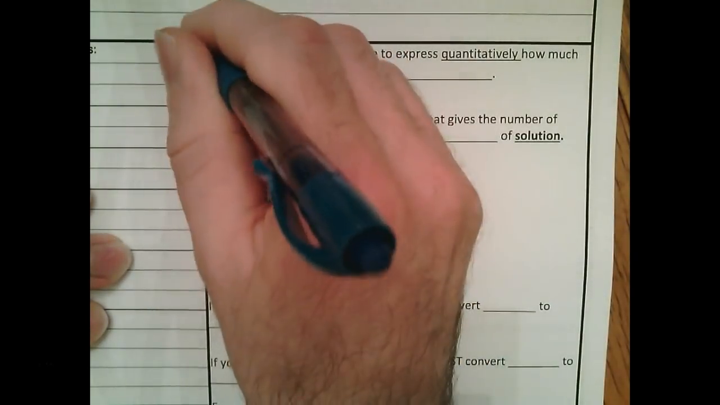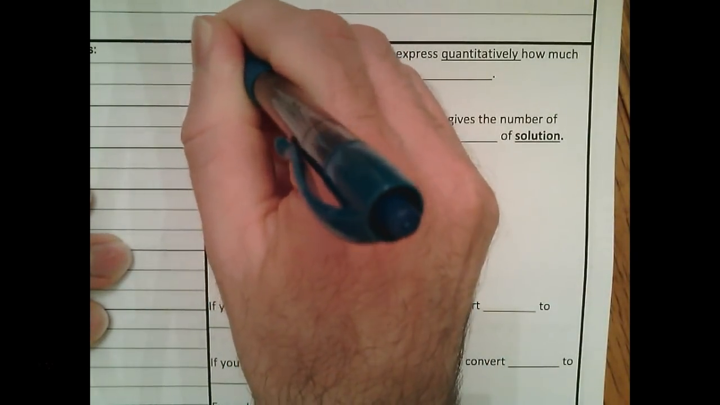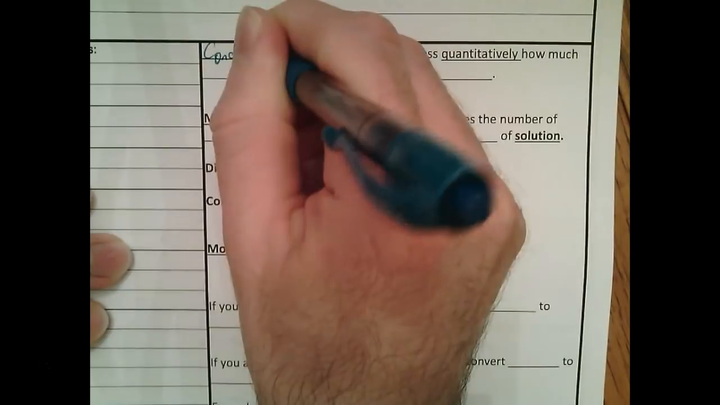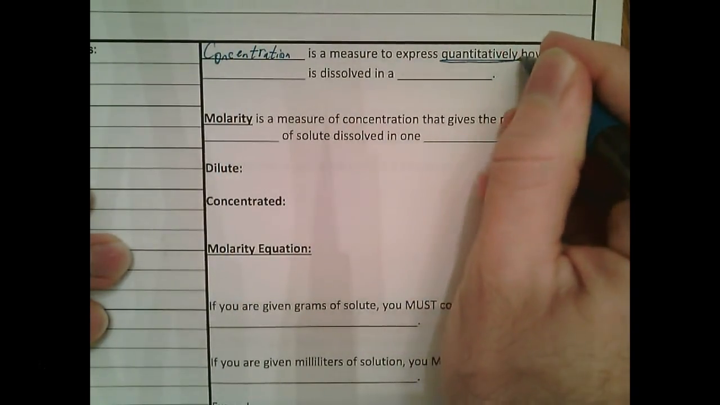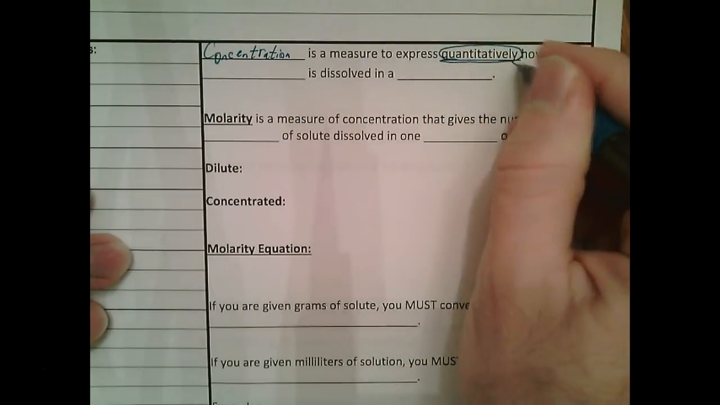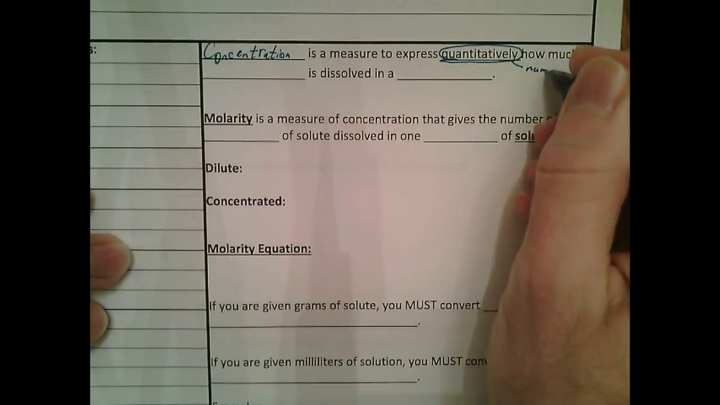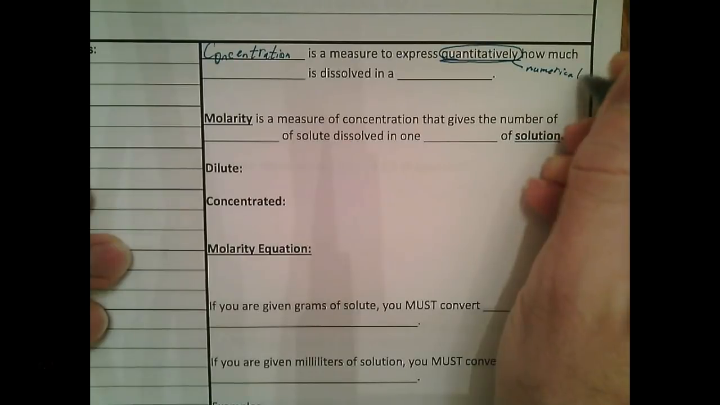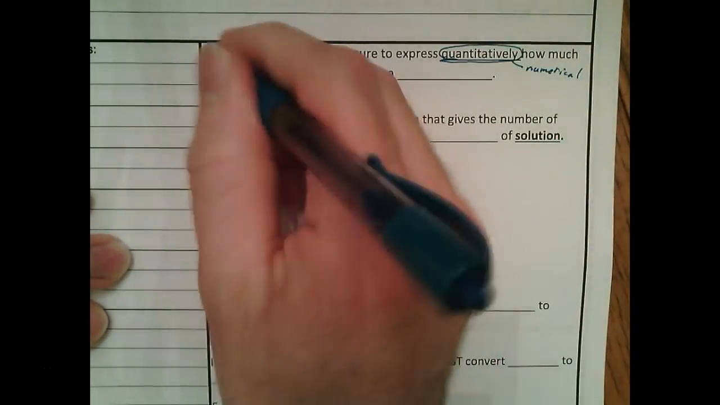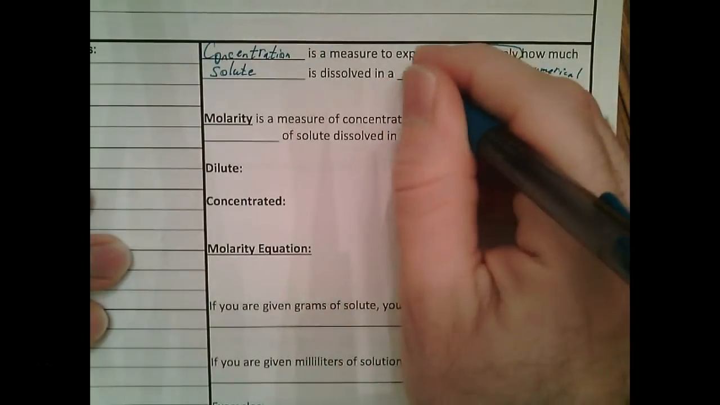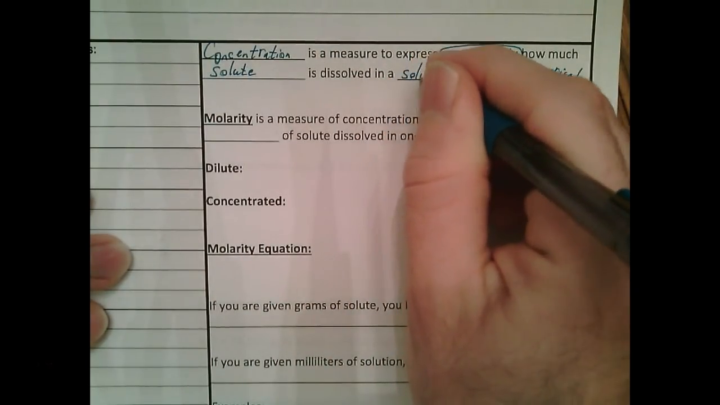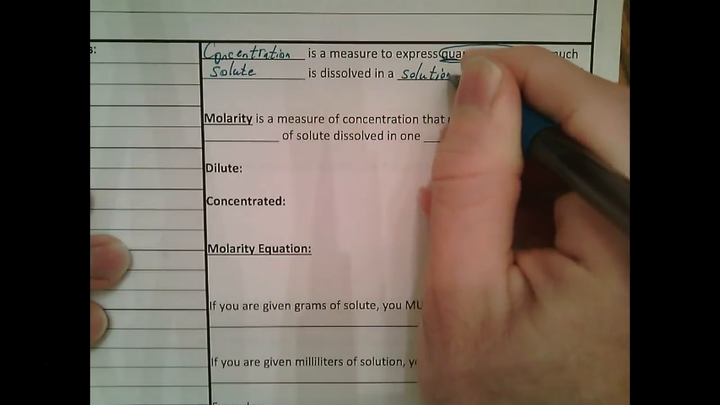Okay. Concentration is a measure to express quantitatively. That's an important word. Quantitatively means that it's numerical. Numbers or math. How much solute is dissolved in a solution or in the solvent.